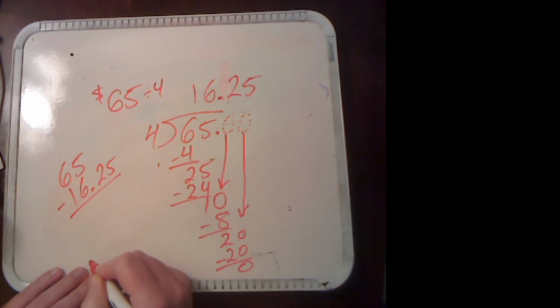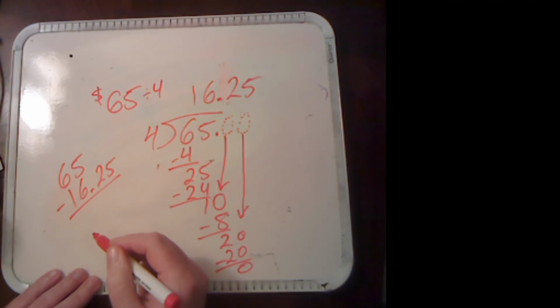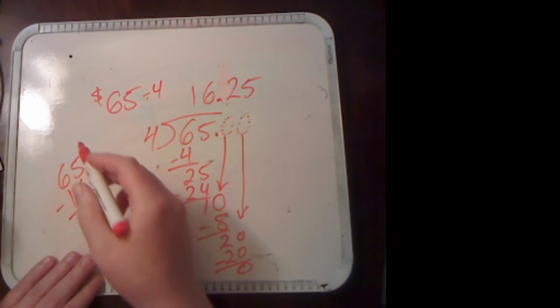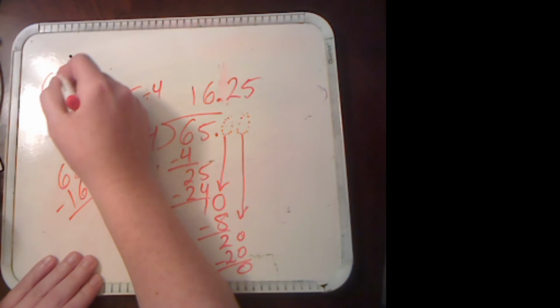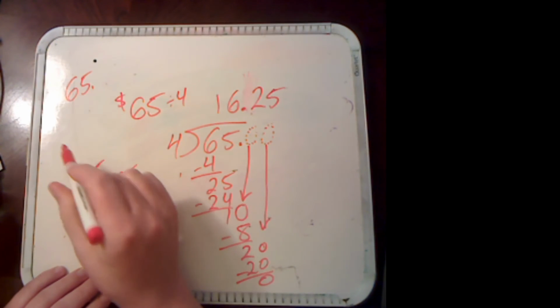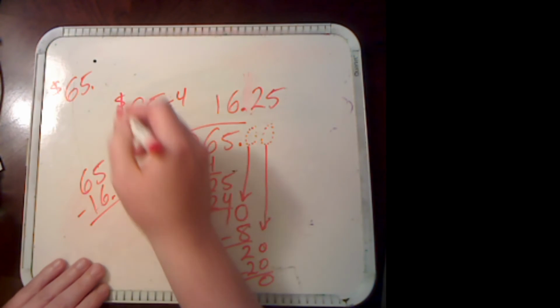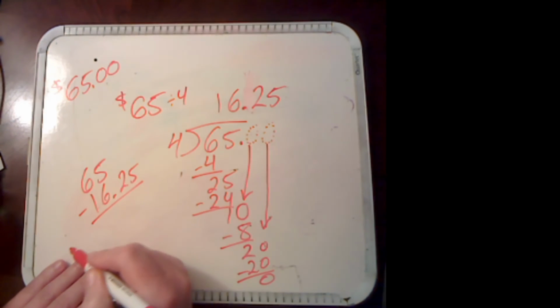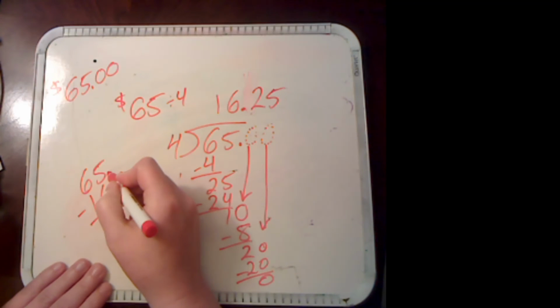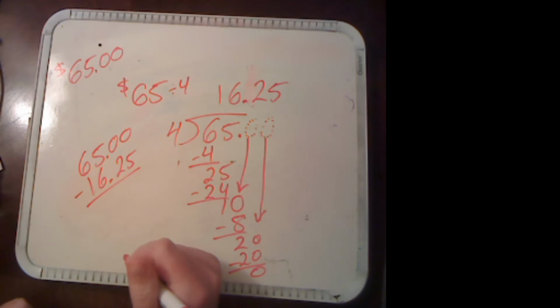16.25. Well, I can't, there's no decimals over here, so what do I do? Well, if I were to ask you to turn this into real looking money where we put the decimals after for the cents, it would be 65.00. We're going to do the same thing here, and we're going to put 0.00, and now we get to subtract.